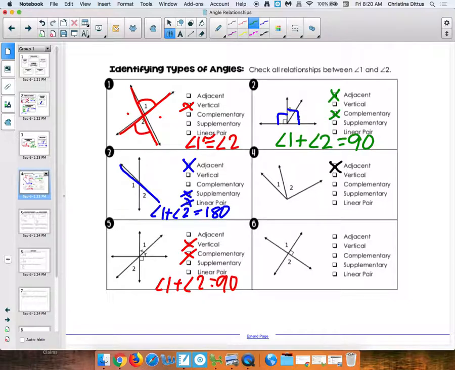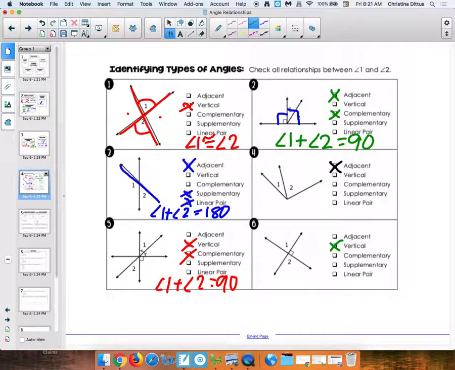Okay, last one. Angles 1 and 2, are they adjacent? Are they vertical? Yes. Are they complementary? Do they add up to be 90? No. Are they supplementary? Do they add up to be 180? Yes. Why? Those 90-degree angles.